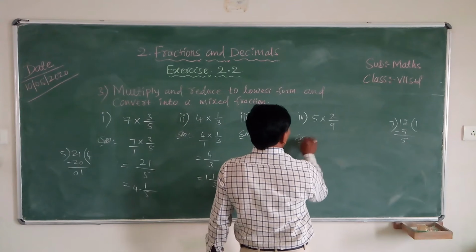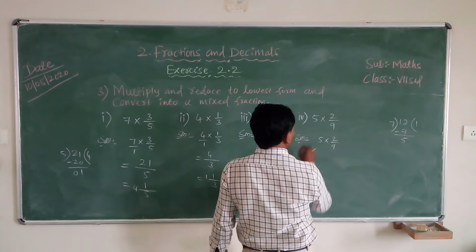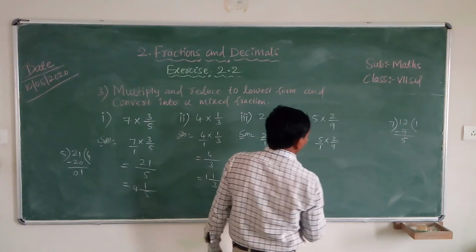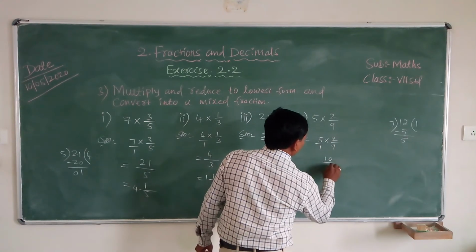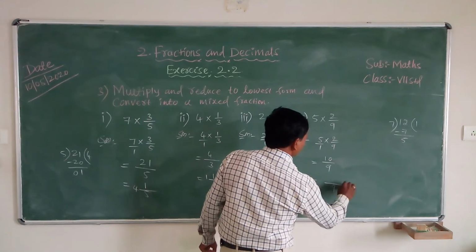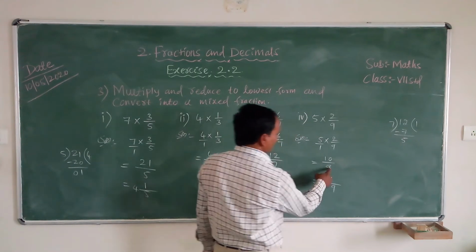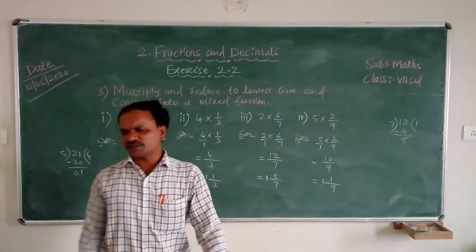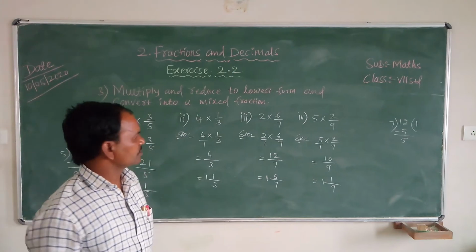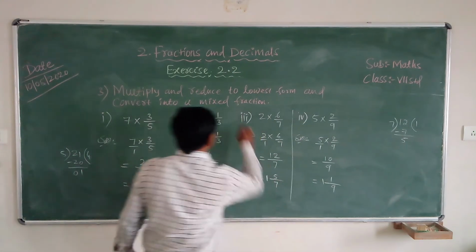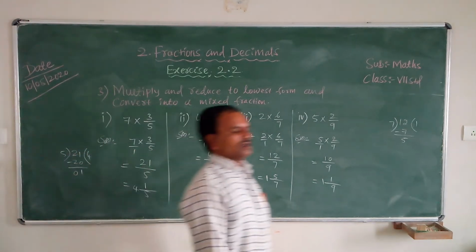So Sulochana, 5 into 2 by 9. Whatever denominator is 1, 5 2s are 10, divided by 9. So is equal to 9 at least, 9 1s are 9, 9 plus 1, 10, divided by 9. So very simple mathematics, my dear students. Simple mathematics. So how to convert this one? So these are 4 problems over now, 4 problems at a time. So like this you have to do that.